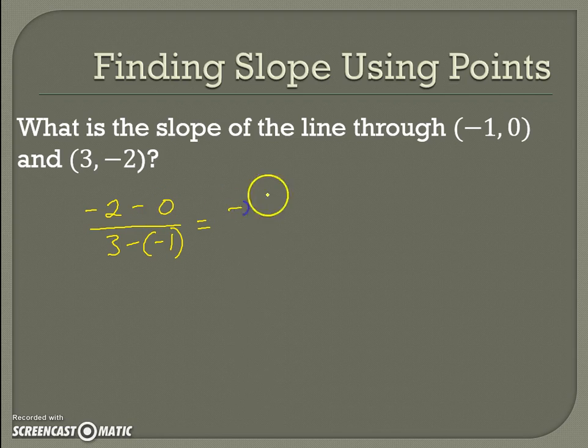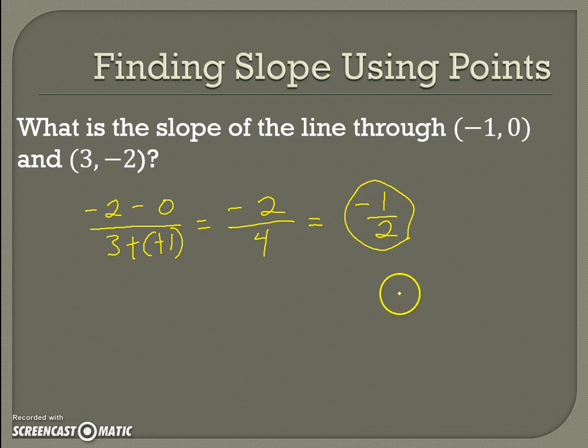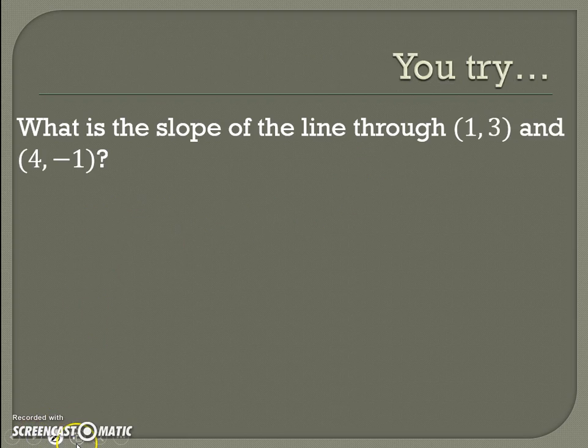So -2 minus 0 is -2. This, I kill subtraction, and I get 4. And this simplifies to -1/2. All right, so that's all you do to find slope using 2 points. It's the difference in y's over the difference in x's. Here's one for you to try. Go ahead and pause. The answer will be up in 3, 2, 1.